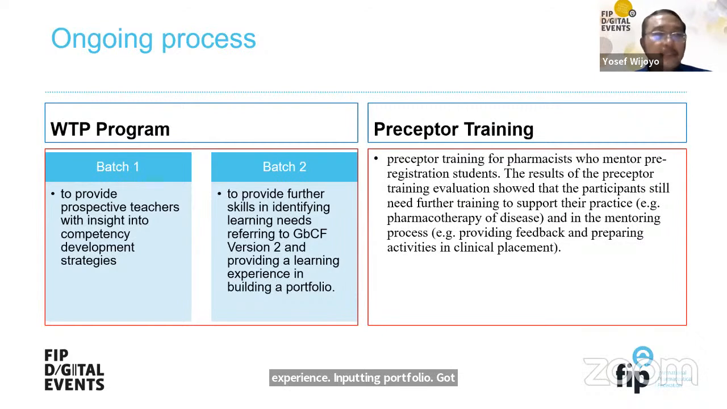Currently, the WTP team is preparing a follow-up program following the success of 2 batches of train-the-trainers. In addition, since 2018 until 2022, IAI has also carried out preceptor training for pharmacists who guide pre-registration students. The result of the evaluation of preceptor training indicates that participants still need further training to support their practice and their mentoring process.